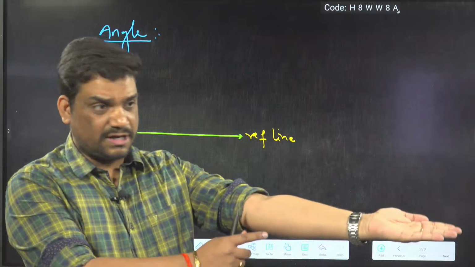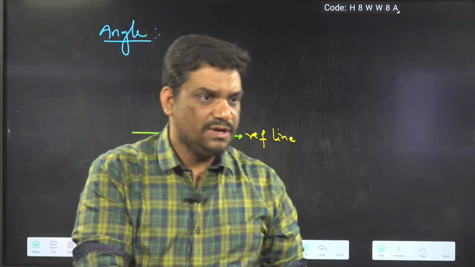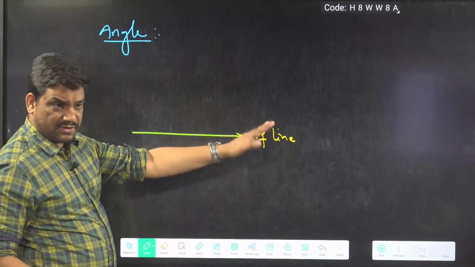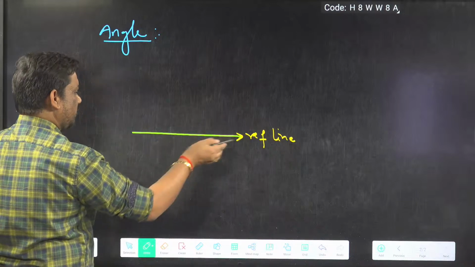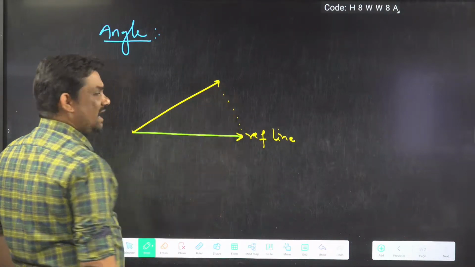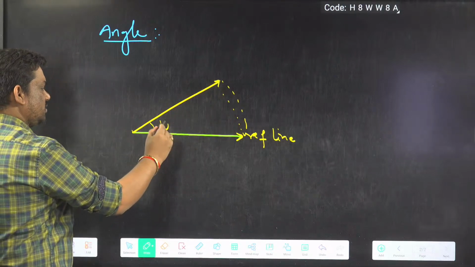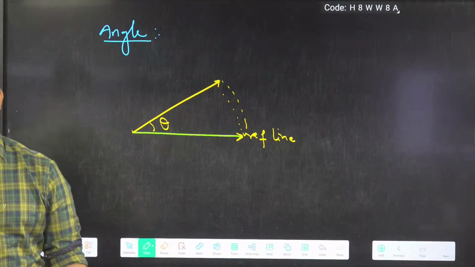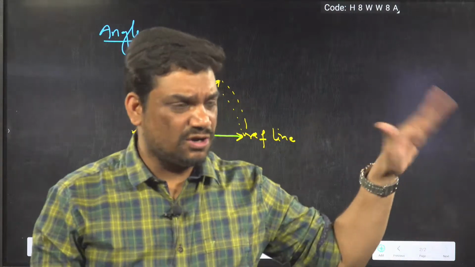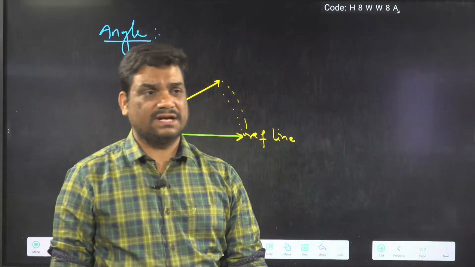So this is the reference line, the earlier fixed ray, and I'm going to move this one. If I move this line and reach a final position here, this amount of rotation, this amount of revolution, we can define as the angle. Either you move clockwise or anti-clockwise, you make some rotation. That rotation we can define as the angle.